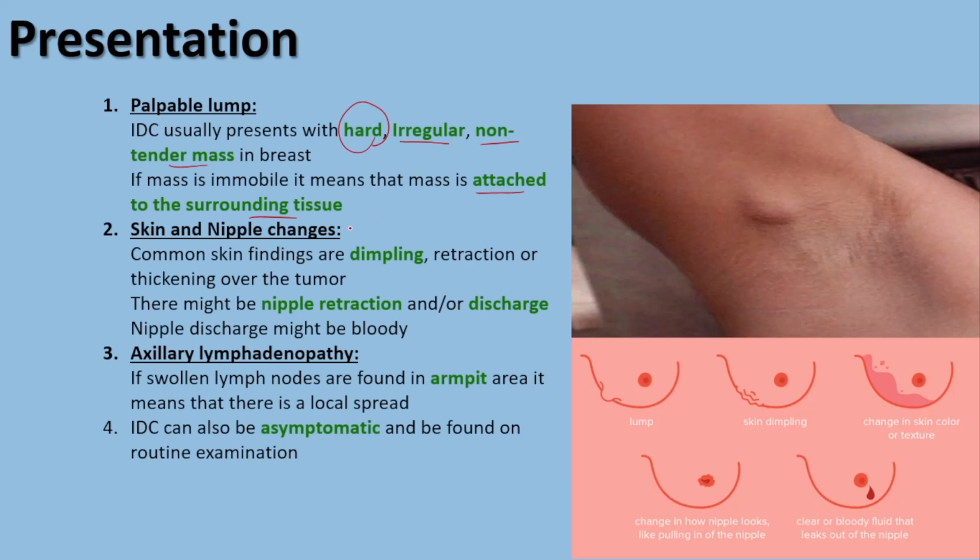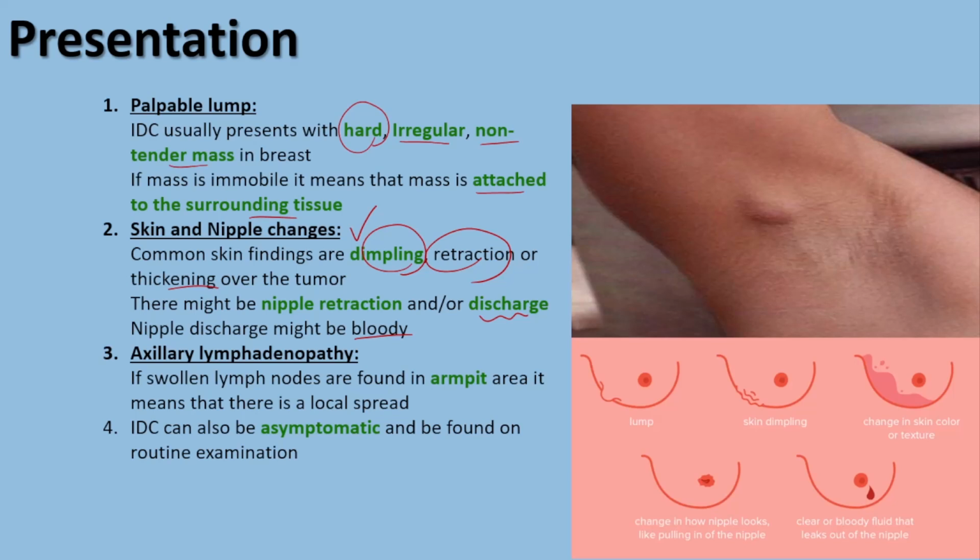We can also have skin and nipple changes. We can find a dimpling of the skin, retraction of the skin, and also thickening of the skin over the tumor area. We can also have nipple retraction and nipple discharges, and note that the nipple discharges can also be bloody.